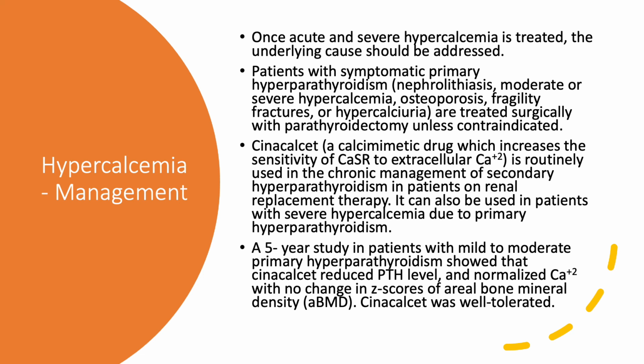A 5-year study in patients with mild to moderate primary hyperparathyroidism showed that cinacalcet reduced PTH, normalized calcium with no change in z-scores of areal bone mineral density, meaning it stabilized the bones and prevented further bone loss. And cinacalcet was well tolerated.